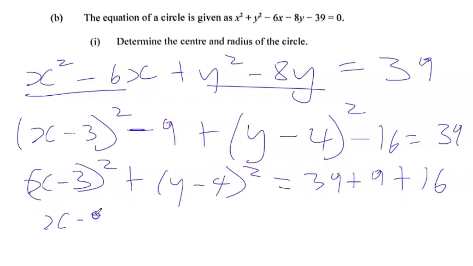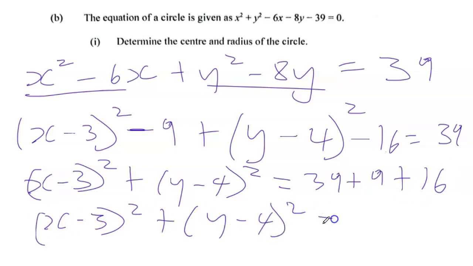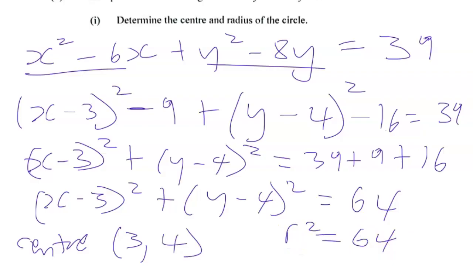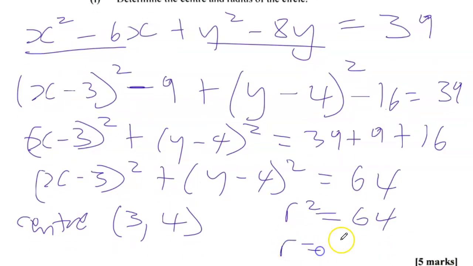So that means x minus 3 all squared plus y minus 4 all squared, 39 plus 9, that's 48. 48 and 16, that's 64. So therefore, the center is whatever values make the bracket 0. So for the x, it's positive 3. For the y, it's 4. And the right hand side, r squared is the right hand side, the radius. So take square root of both sides, so r equal to 8 units. So the center is (3, 4) and the radius is 8 units.